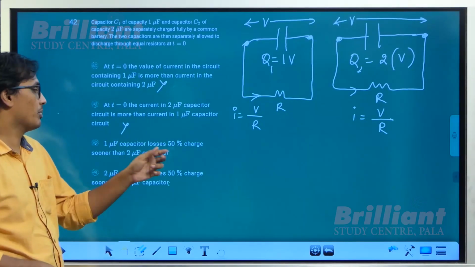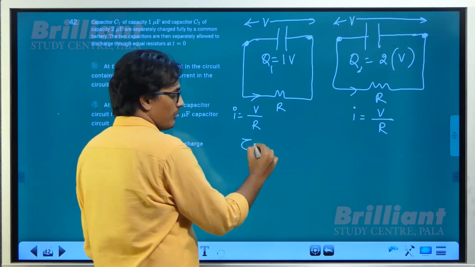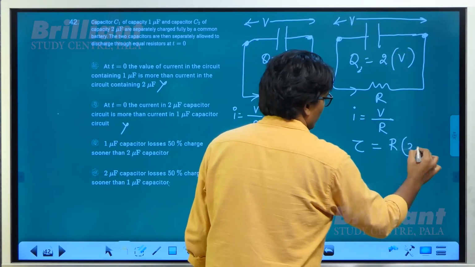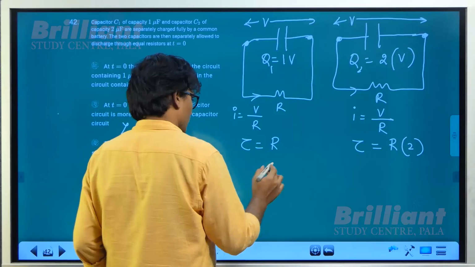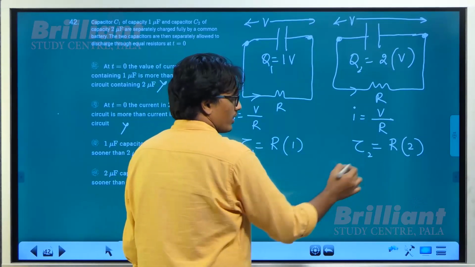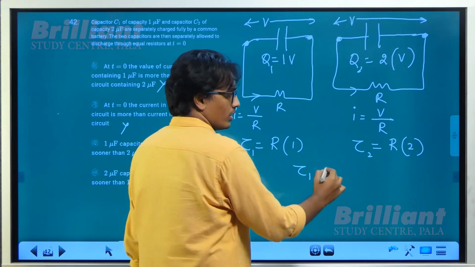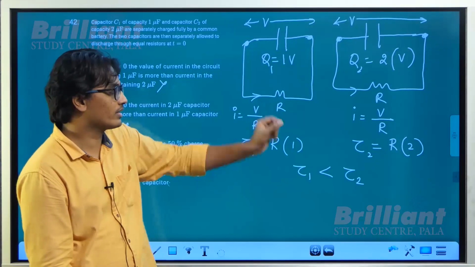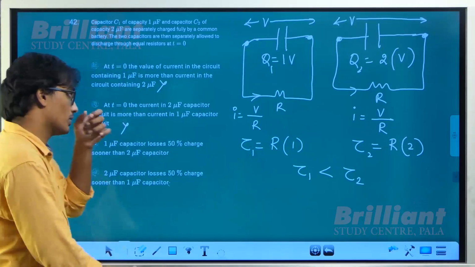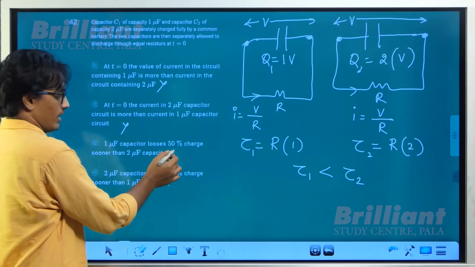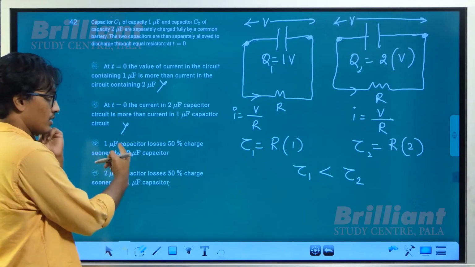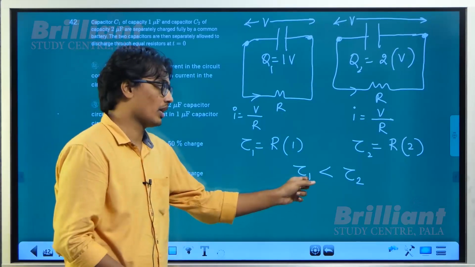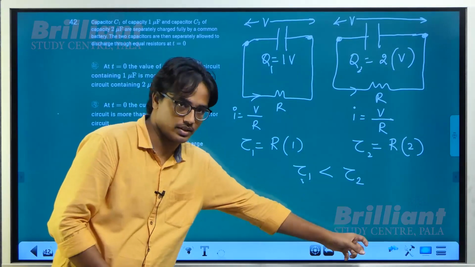1 microfarad loses 50% of charge. Now the time constant is RC. Here the time constant is R into 2C. So you can write that the time constant in the first circuit is less than the time constant in the second circuit. That means this circuit takes less time to discharge. So the first circuit will take less time, and the first capacitor loses 50% sooner. Yes, less time, so sooner. The time constant in the first circuit is less than the time constant in the second circuit.